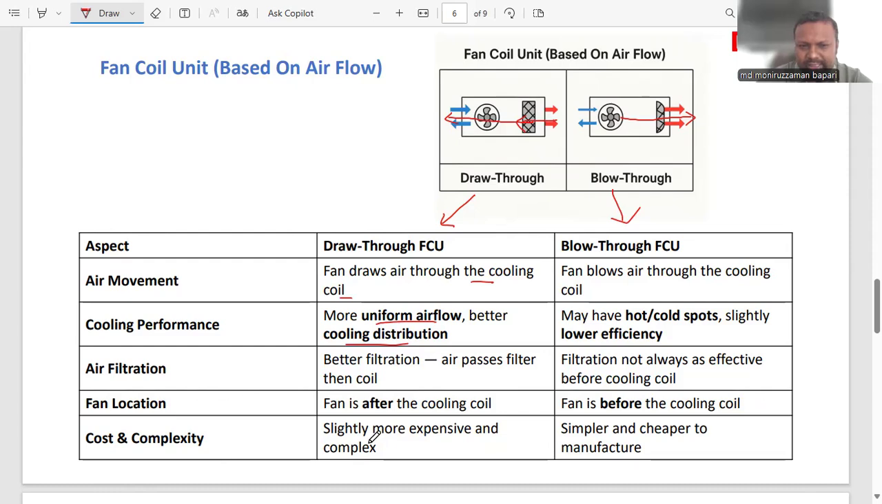Cost and complexity: draw through is slightly more expensive and complex, though it is not that complex actually. Blow through is simple and cheaper. So usually in most cases, draw through is what we suggest.